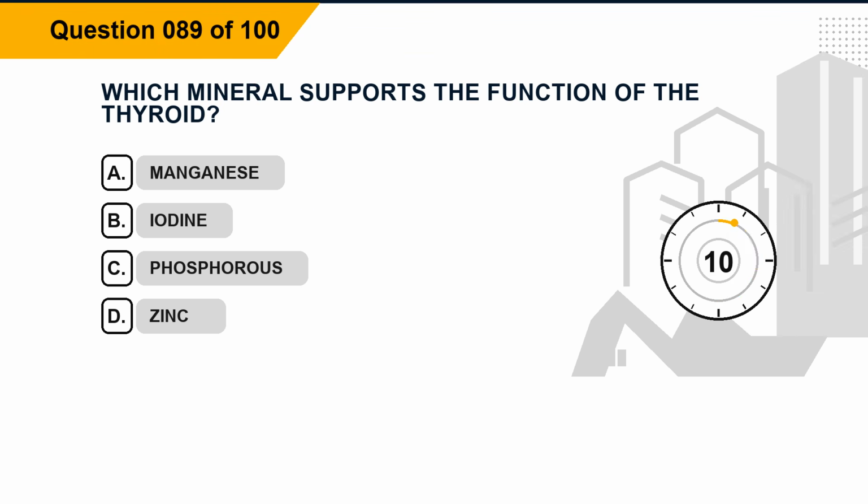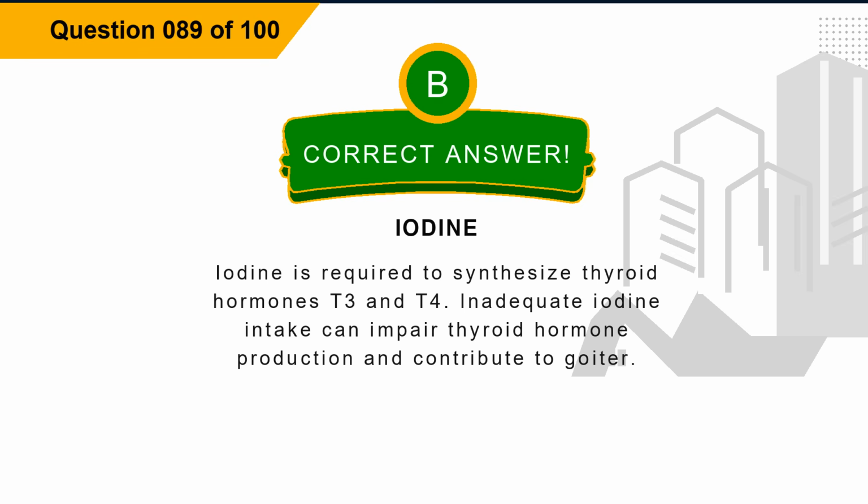Question 89. Which mineral supports the function of the thyroid? Option A, manganese. Option B, iodine. Option C, phosphorus. Option D, zinc. The correct answer is option B, iodine. Explanation. Iodine is required to synthesize thyroid hormones T3 and T4. Inadequate iodine intake can impair thyroid hormone production and contribute to goiter.